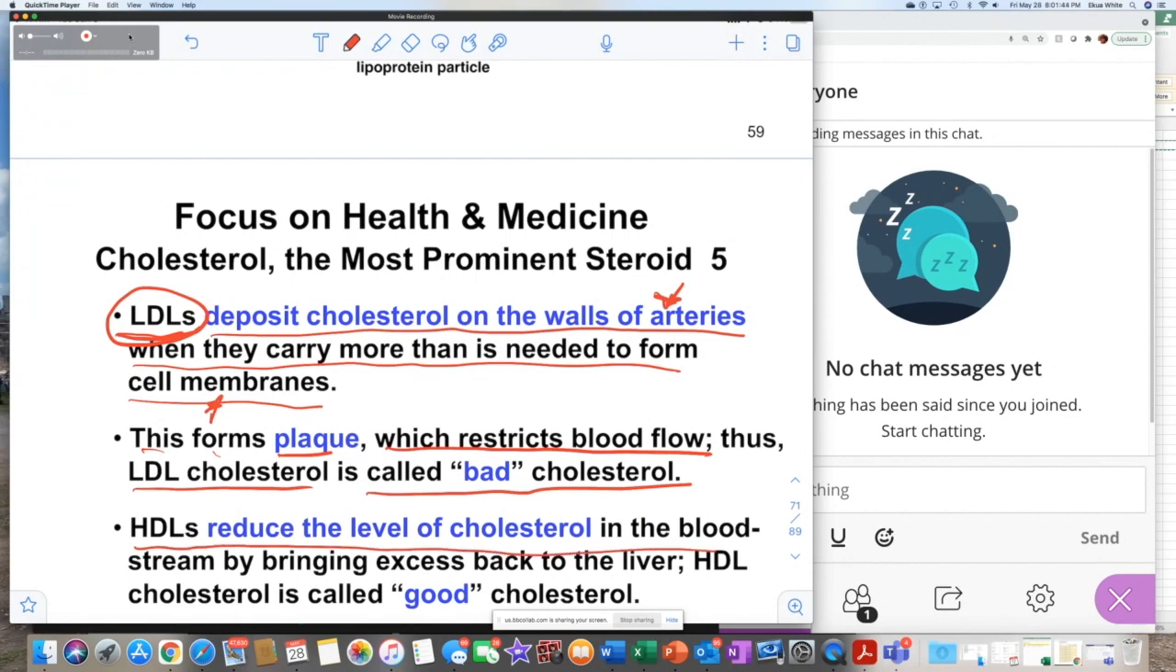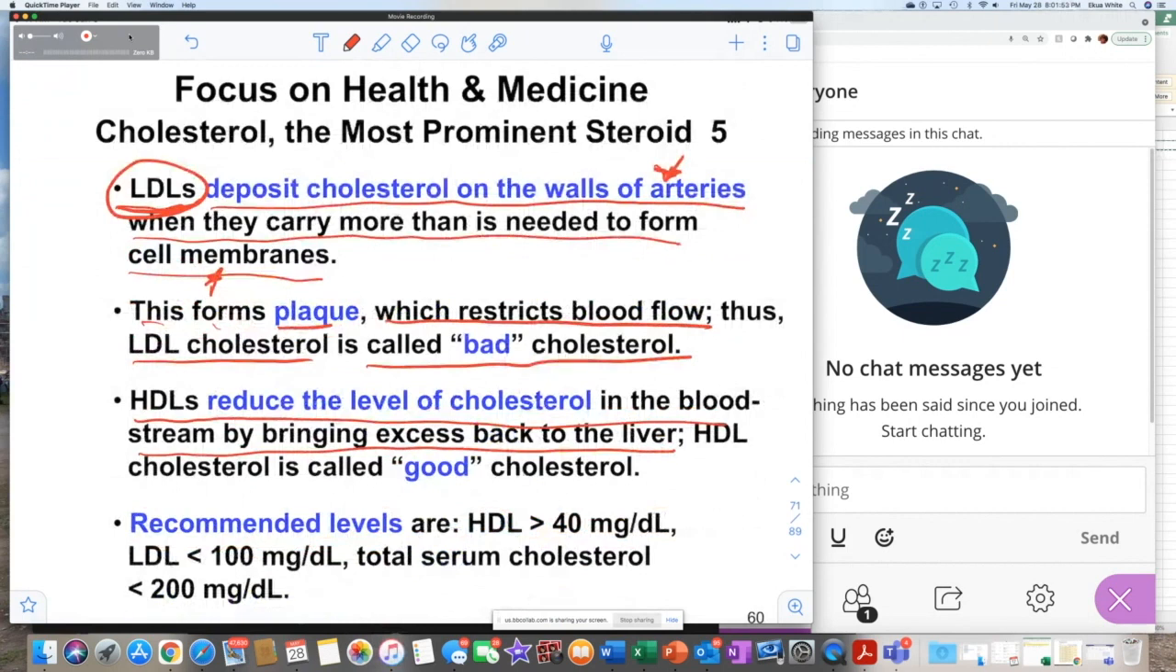HDLs reduce the level of cholesterol in the blood by bringing excess back to the liver. As we are reading this, because this is something that I try to remember but then forget, HDLs, because I'm thinking high should be bad and low should be good. No, it's about the function, right? HDLs take any extra cholesterol to the liver where it gets dealt with, right? So for that reason, HDL is a good cholesterol. You want to have many of these HDLs taking the cholesterol away from your arteries, and you want to have less of the LDLs. So the goal is to have less of this and more of this. Yeah.